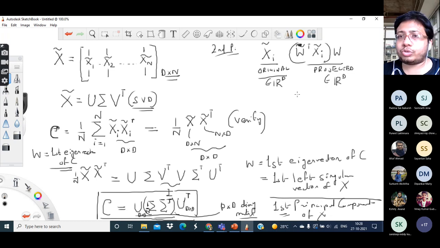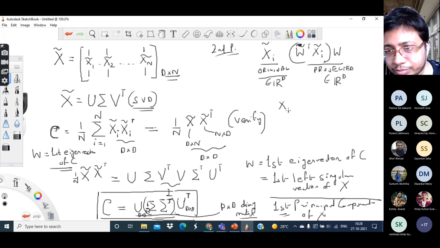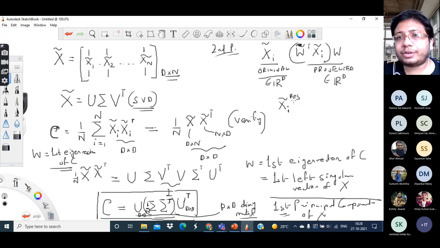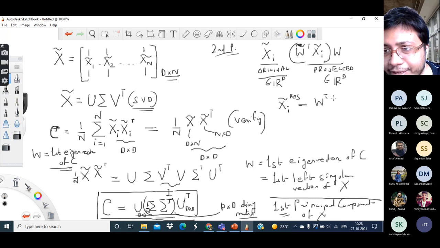So now I define what is known as the residual, xi tilde res. What is the residual? The residual is the part of the data that I have not replaced in this way. So I define it as W transpose xi tilde W. Okay.